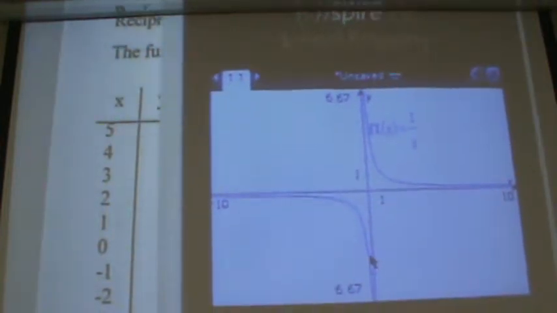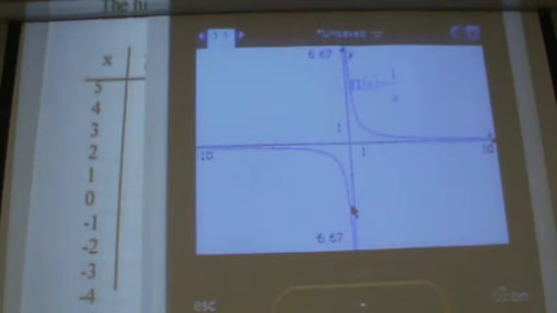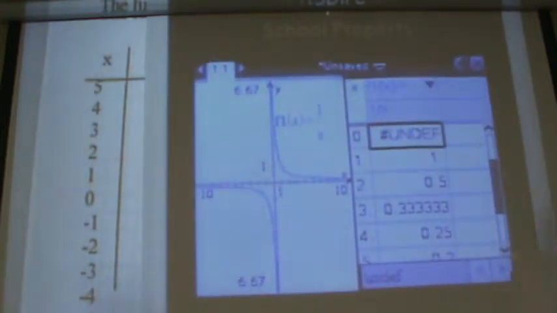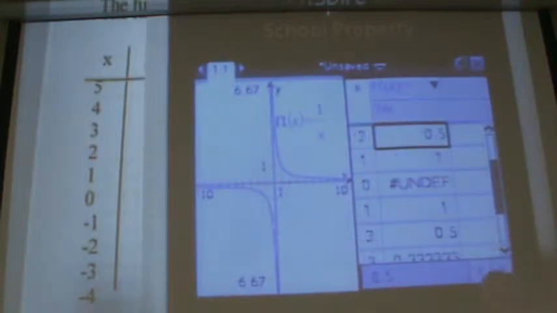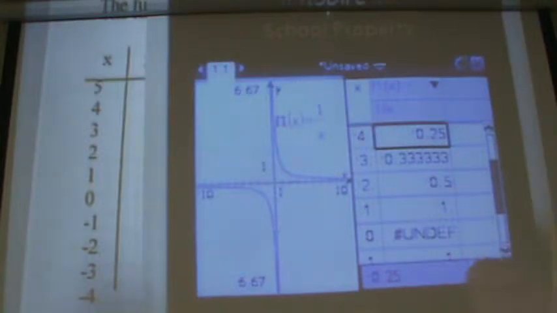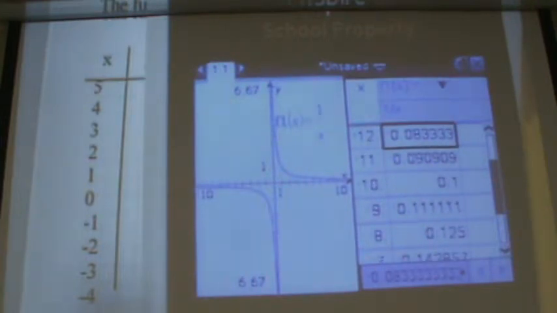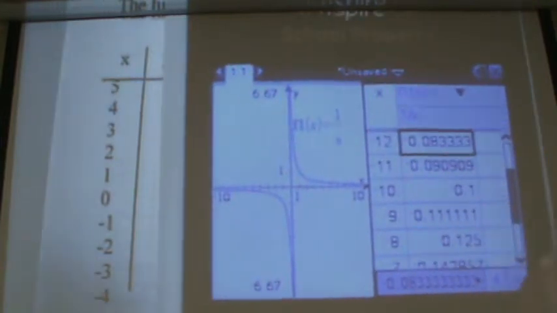Let's look at the table of values. Okay, so hit Control T, and let's pick out some numbers here that we like. So if we look at the negatives, what's happening to these negatives? So -1, -2, -3, -4, what's happening? They're getting smaller and smaller, but they're never going to cross the y-axis.